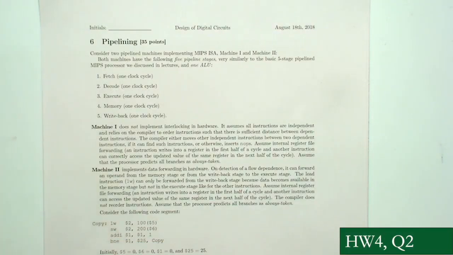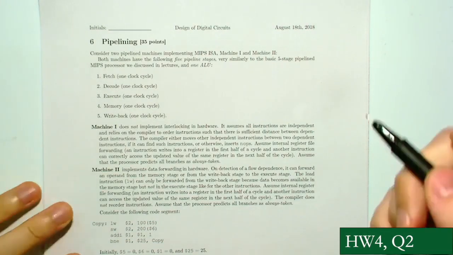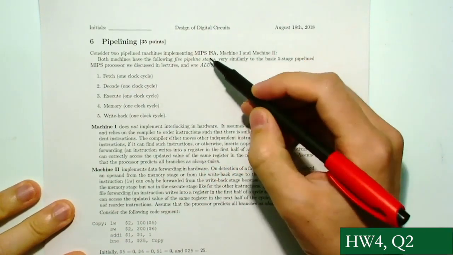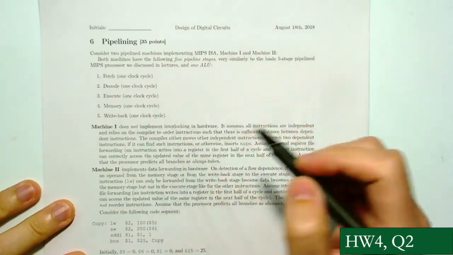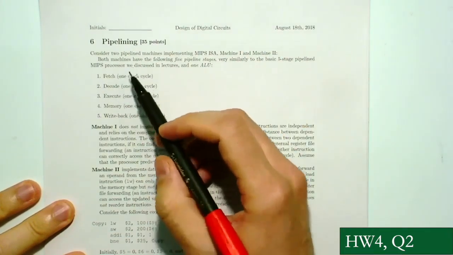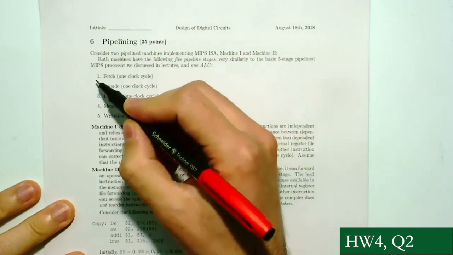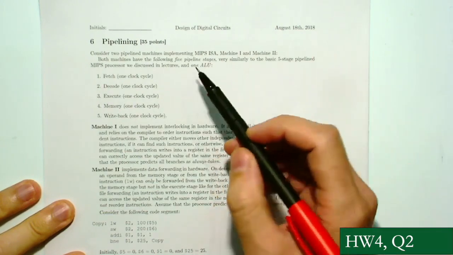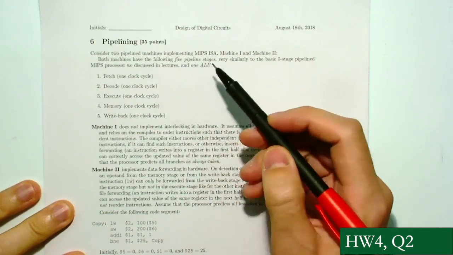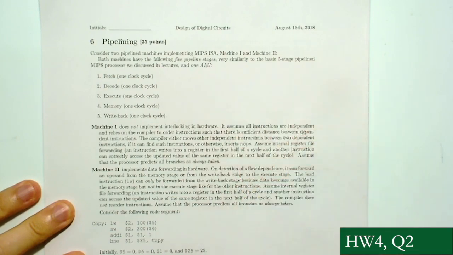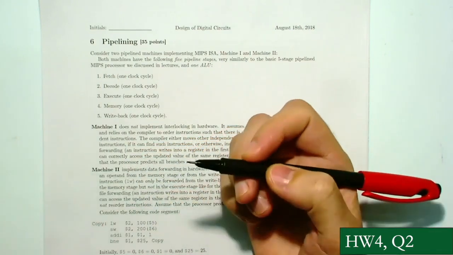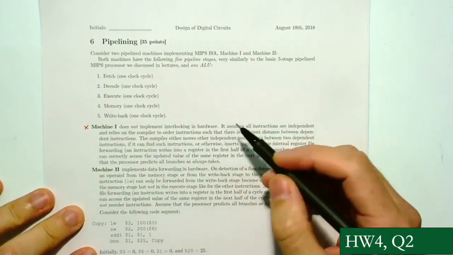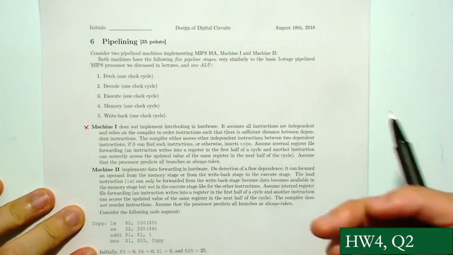So, okay, let's solve this pipelining question. Consider two pipelined machines implementing MIPS ISA, machine 1 and machine 2, right? Both machines have the 5 pipeline stages, very similar to the 5 basic pipeline stages that we saw in class, and one ALU. So the first machine is machine 1. It does not implement interlocking, so it cannot detect dependencies in hardware.